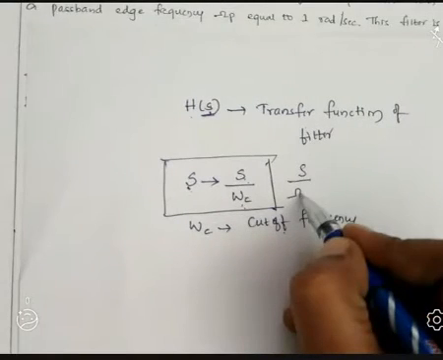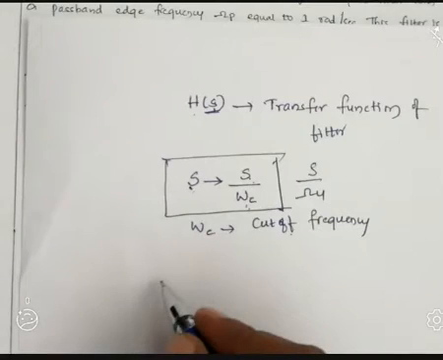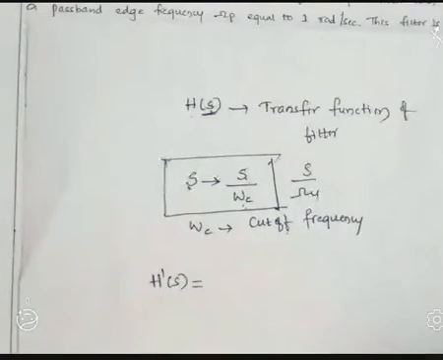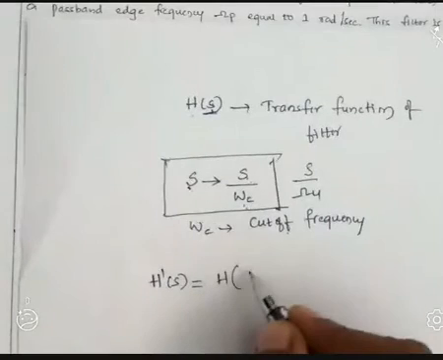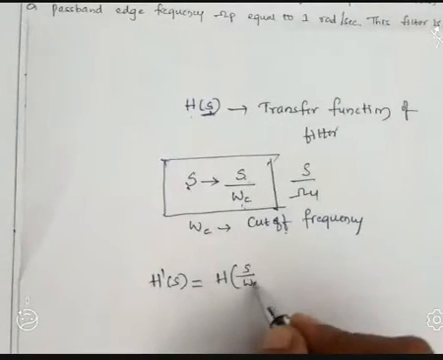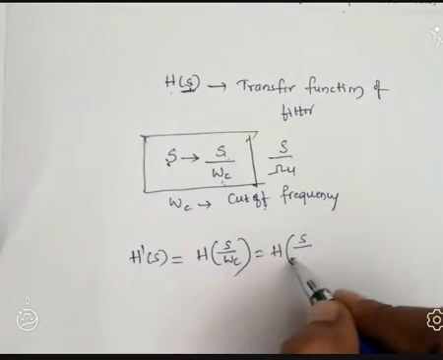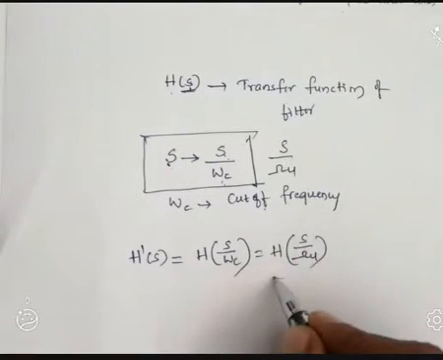Then what are we getting? We are getting H dash of S, which is nothing but H of S by omega c, or we can write H of S by omega u. So this is called what?